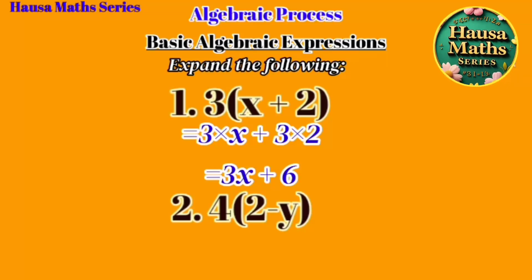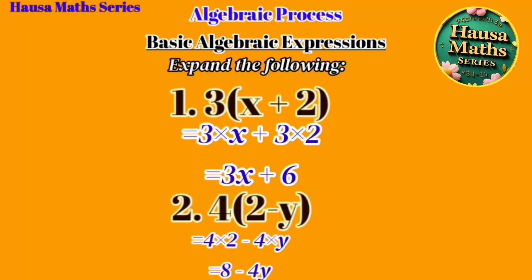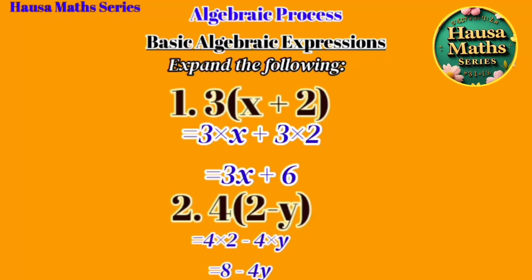Then number 2, this 4 is going to be multiplied by everything in the bracket, so that we multiply 4 times 2, then minus 4 times y. So we are multiplying 4 with everything in the bracket. 4 times 2 is 8, and minus 4 times y is minus 4y.